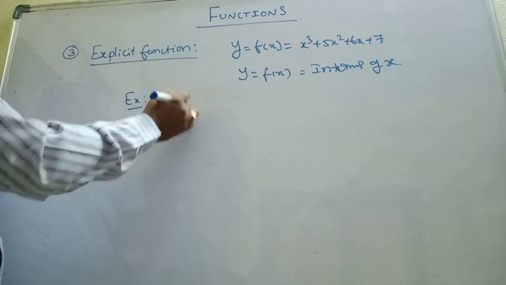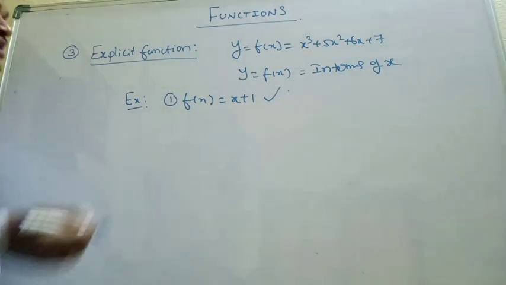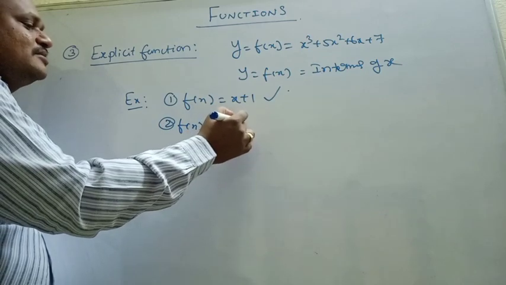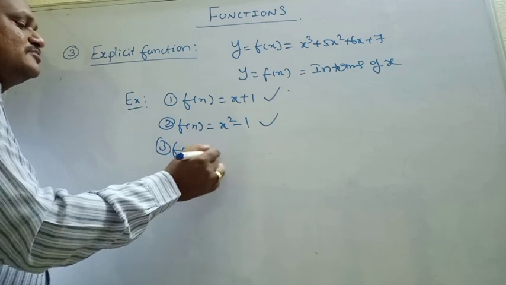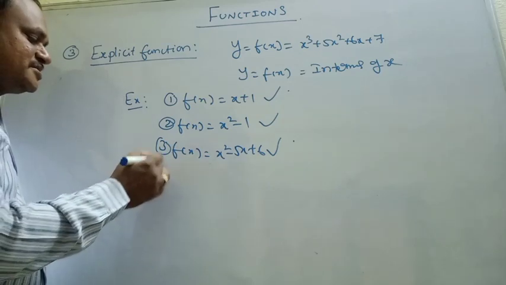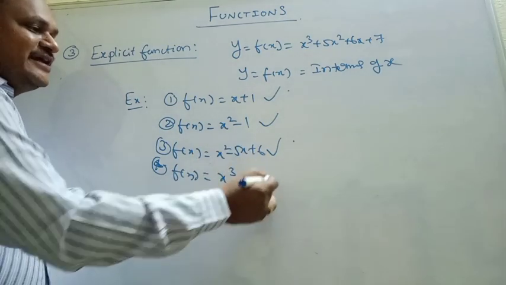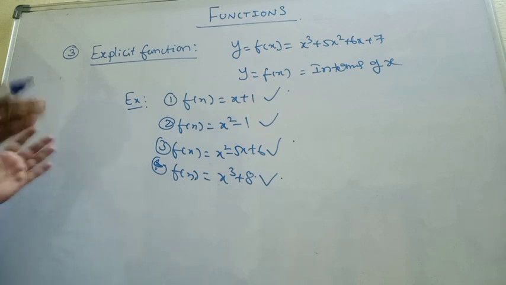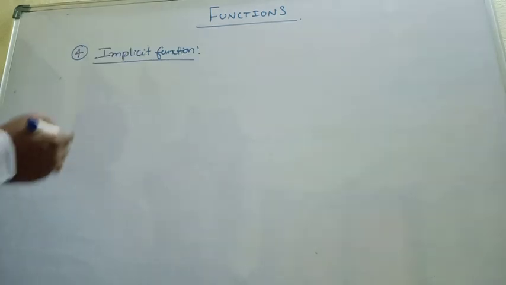For example, we have here f of x is equal to x plus 1. This is purely in terms of x. This is what you call an explicit function. Next, f of x is equal to x square plus or minus 1. This is also an explicit function. You can give plenty of examples: x square minus 5x plus 6 is also an explicit function. Next, f of x is equal to x cube plus 8, also an explicit function. Like this, if you are able to express the function purely in terms of x, you call that an explicit function, right? Next, we have an implicit function.